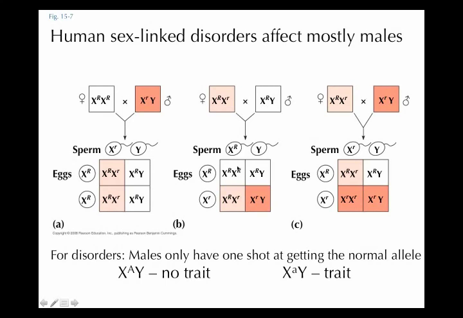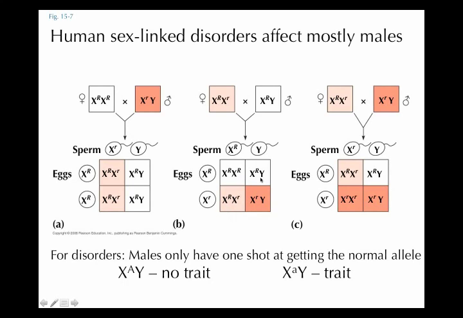So you see the girls here, even if they get mom's bad allele, mom's hemophilia allele, they still have dad's good allele to cover it up. So they look normal. All the females look normal. It's a 50% chance that the female will be a carrier. But they all look normal phenotypically.